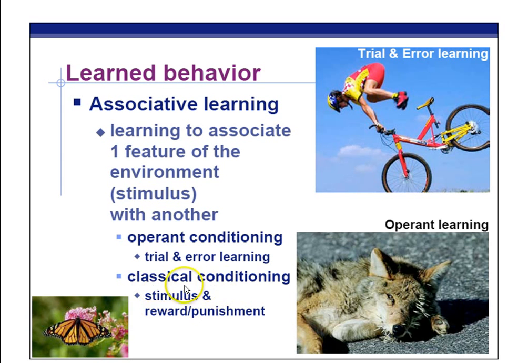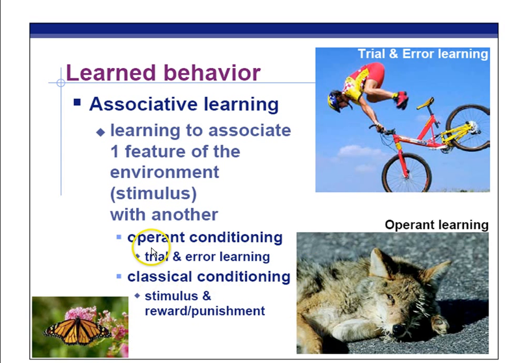Now, classical conditioning doesn't really require the animal to do much work to figure something out. They're just associating one feature of the environment with another. When Pavlov's dogs were given the meat with the bell, they didn't have to try different things to figure out if the bell would give them meat. It was just always bell, meat, okay, bell, time to salivate.